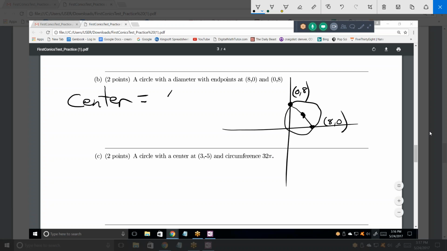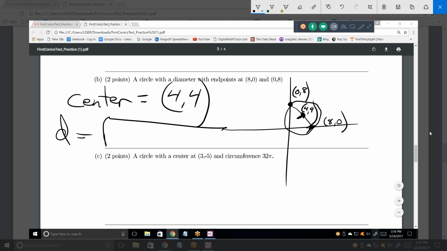4, 4. Now, if that's 4, 4, what's my radius, which is the distance between that and that? It would be 4, -4. Need the distance formula between 2 points. What is that again? It's the square root of the difference in the x's squared plus the difference in the y's squared.